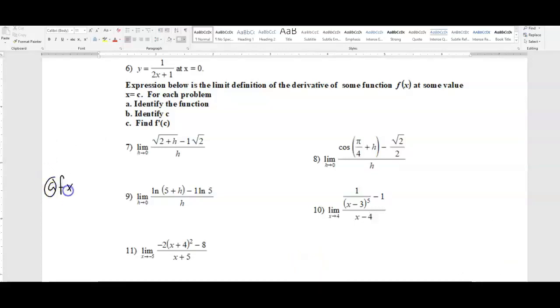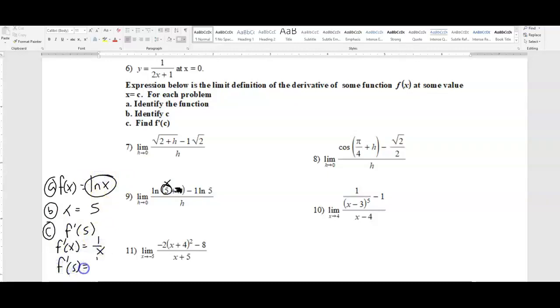Let's take a look at number 9. What's the function? Get rid of the h, replace the 5 with an x. So the function is ln of x. The value of c is the number we're plugging in for x, which is 5. To find f prime of 5, we first of all need to find the derivative of f of x. The derivative of ln of x is 1 over x. And so f prime of 5 would be 1 over 5. Final answer there.